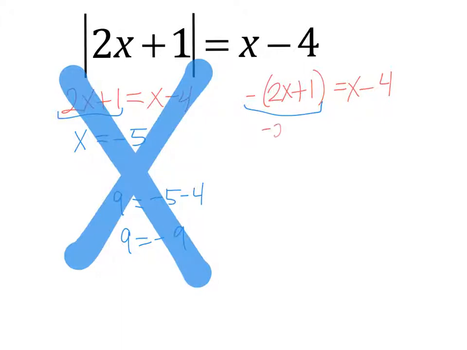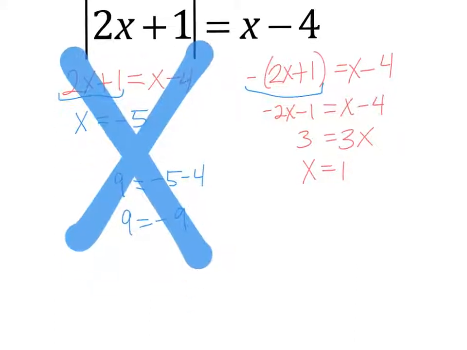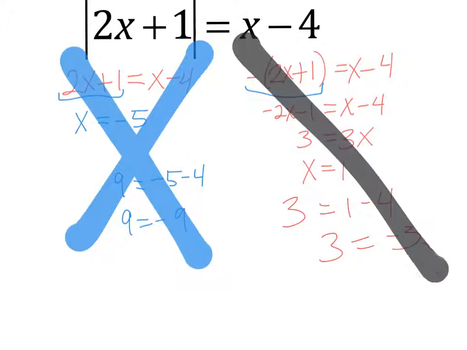Our other version, we've got negative 2x minus 1 is equal to x minus 4. I'm going to add 2x and 4 to both sides. I get 3x on the right, and I've got 3 on the left. That means that x is equal to 1. If I plug that in, I get 2 times 1 is 2, plus 1 is going to be 3. Absolute value of 3 is still 3. And then I've got 1 minus 4. 3 does not equal negative 3. This is another extraneous solution.